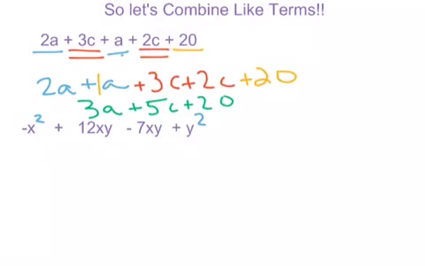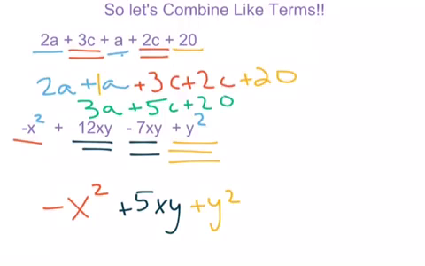Okay? So I want you to pause the video, write this next one, negative x squared plus 12xy minus 7xy plus y squared in your notebooks, and see if you can combine like terms by adding and subtracting. When you're ready, hit play, and you'll see if you have the right answer. Okay, if you got negative x squared plus 5xy plus y squared, you did it correctly.